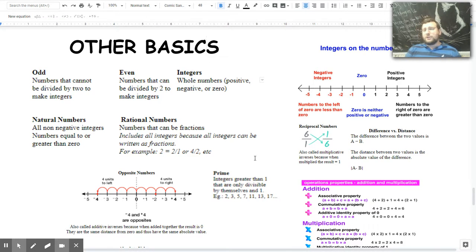Like, for example, if you look at 12, 12 can be divided by 3, it can be divided by 2, 15 can be divided by 5, 27 can be divided by 9. So those aren't primes because they have factors, all right?